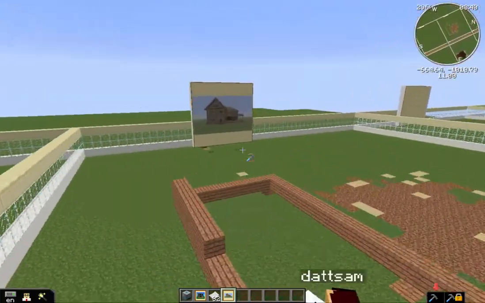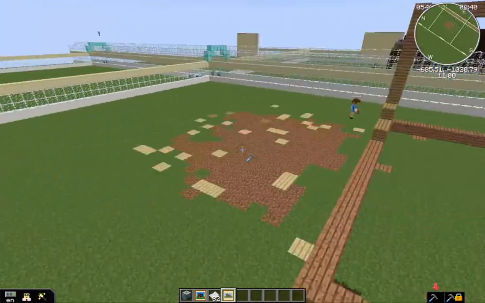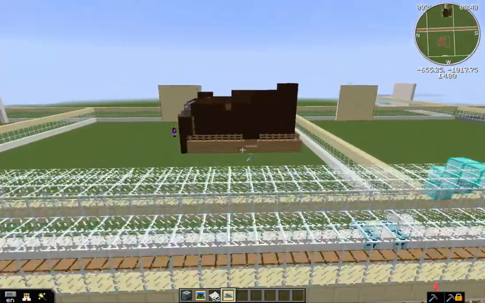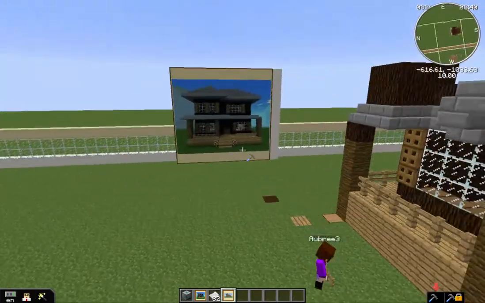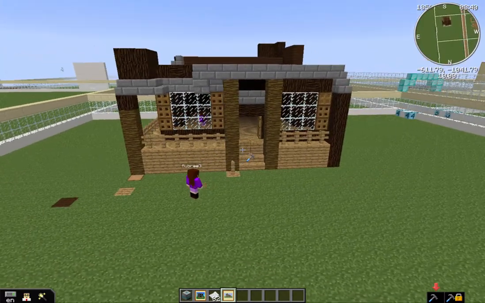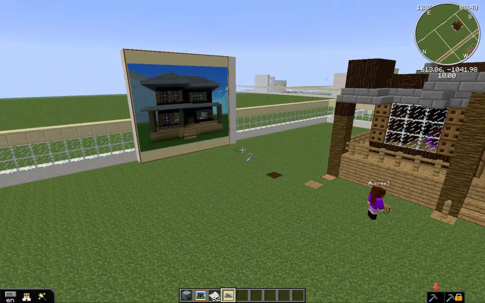Students are working in groups. They have their picture on the wall, and then they're going to start building it. And you can see the different states of progress that everybody's in. So this is one of our even numbered groups, and if we look at this house, you can see how close it looks to the picture.